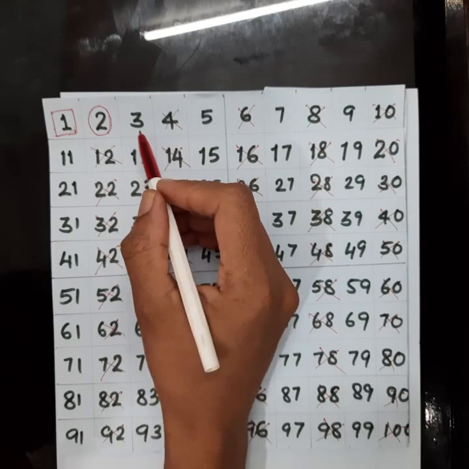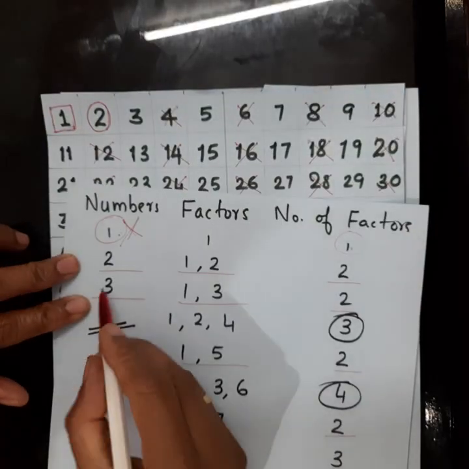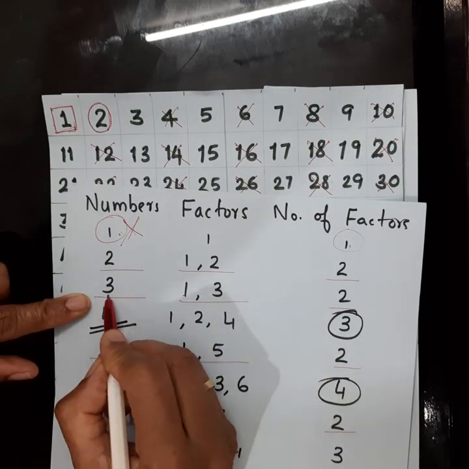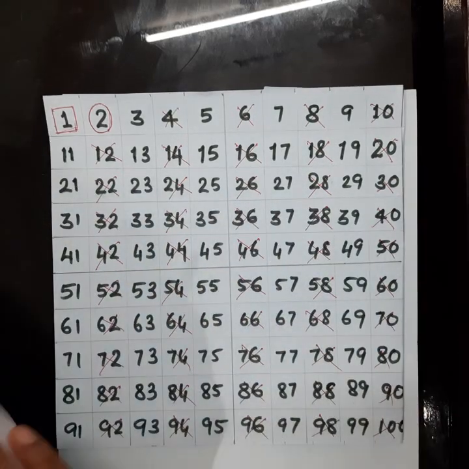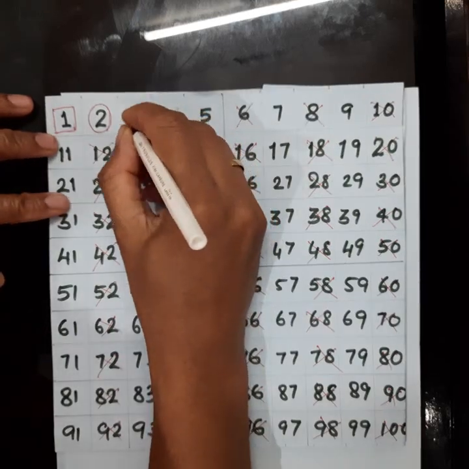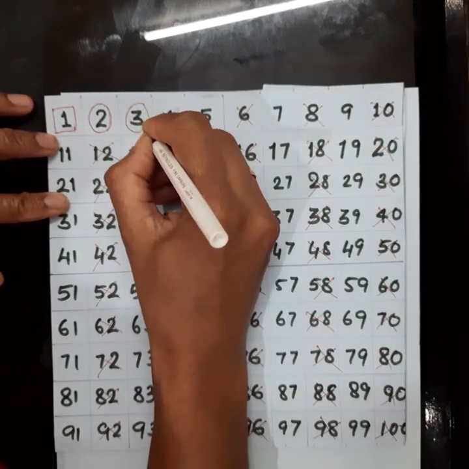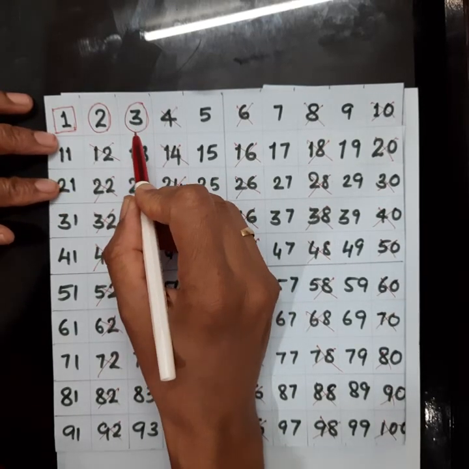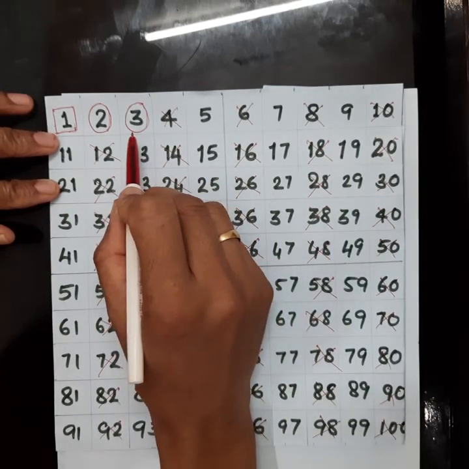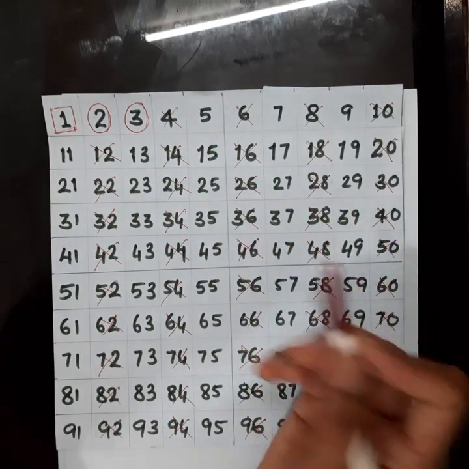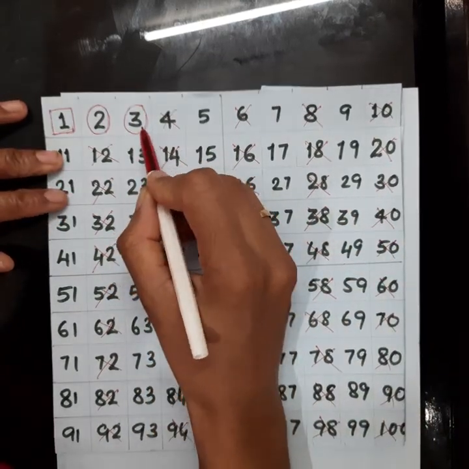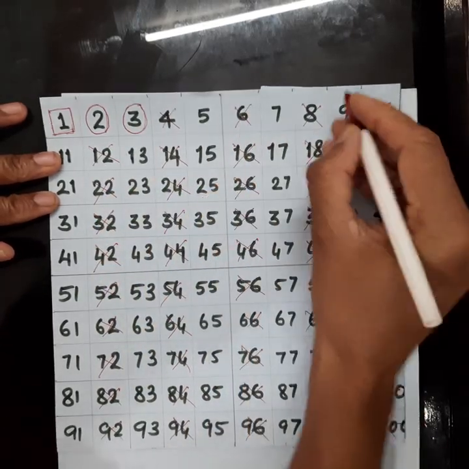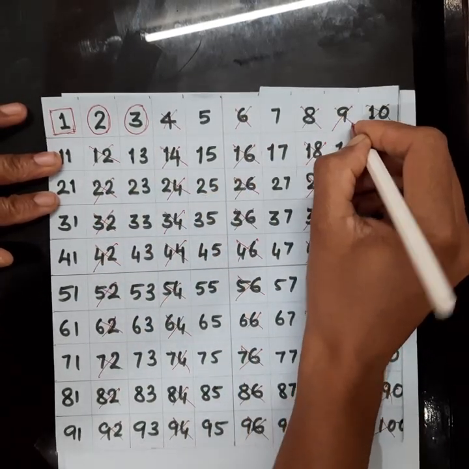We already know 3 is a prime number because it has only 1 and 3 as factors. So 3 we will put in a circle. Now the next step is to cross out all the multiples of 3. If it is already crossed, there is nothing to do. Other than 3, 3 ones are 3, not crossed. 3 twos are 6, already crossed. 3 threes are 9, to be crossed.